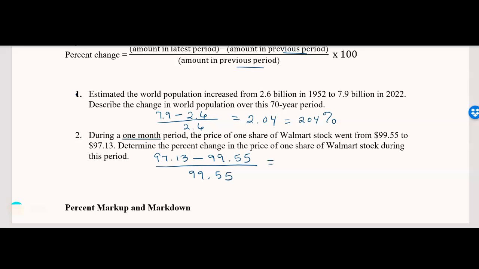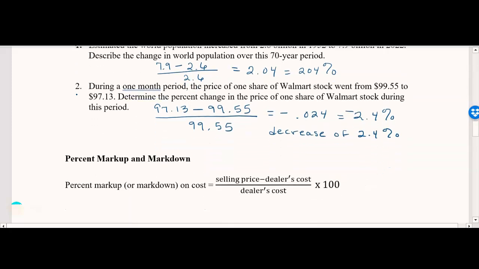This part is the calculator, right? Subtract and then divide by the denominator. And what we get is a negative 0.024. Change that to a percent. That would be negative 2.4%. We don't always have to say negative. What you would do is say we had a decrease of 2.4%. Meaning, I could just write negative 2.4%, or we would say decrease of 2.4%, which compensates for that negative, and then you don't have to show that. All depends on how the problem is asking you to answer.